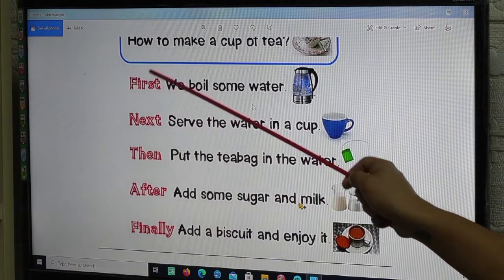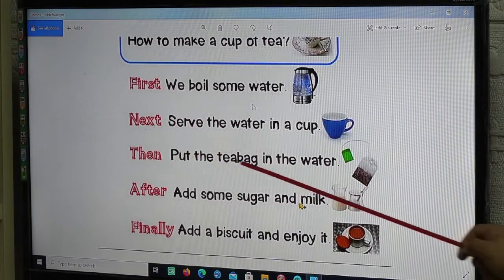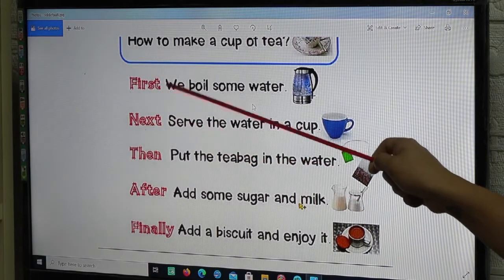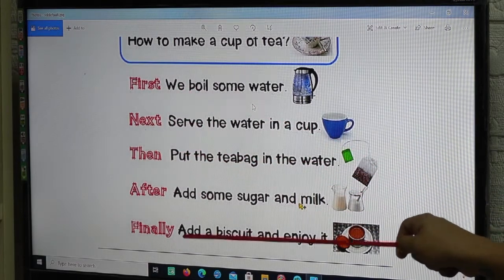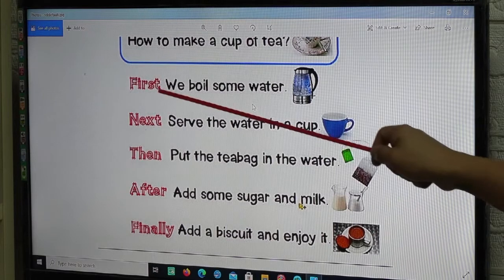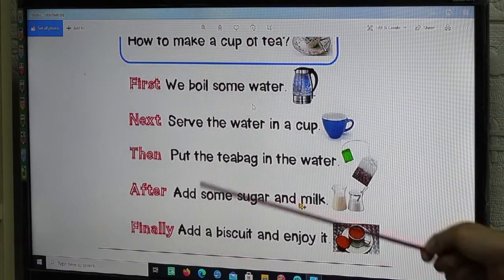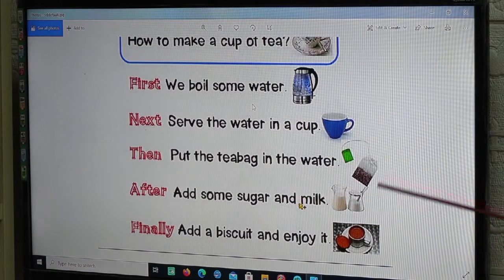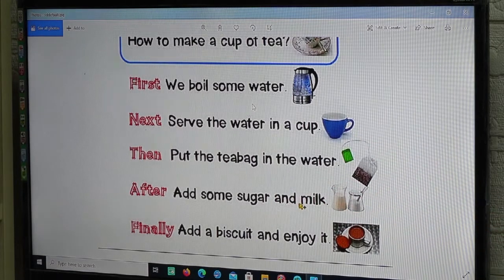Again, when we have the connectors in front of the sentences, there should be a comma, and then this part of the sentence should be in small letters, not capital. So this one, right, there's some mistakes here. Then put the tea bag in the water. Now in Hong Kong, right, we use loose leaf tea, which is just the leaves not inside the tea bag, right? But in some countries, or even some people in Hong Kong like to use tea bags instead of loose leaf, right? Put the tea bag in the water.